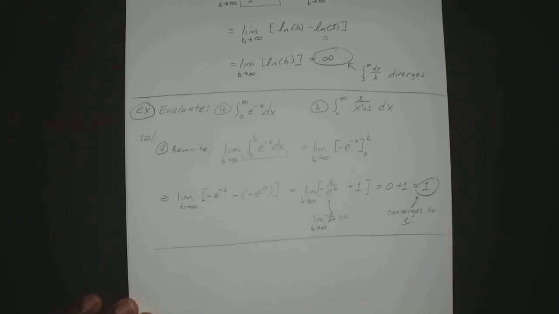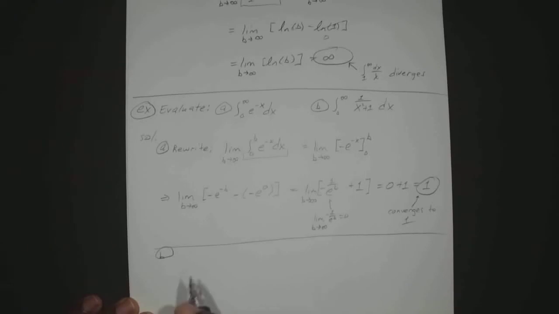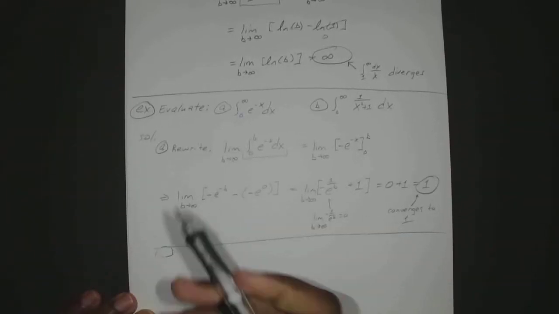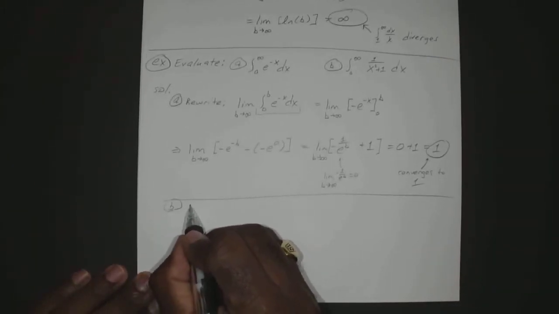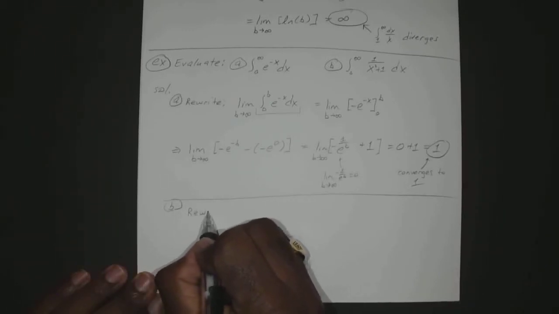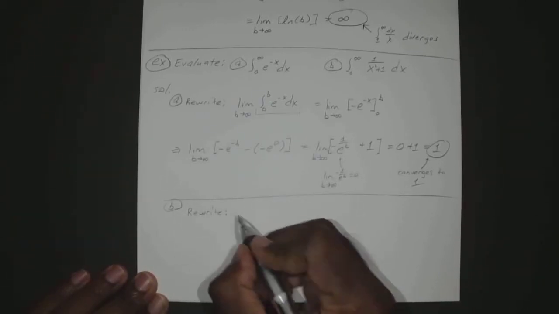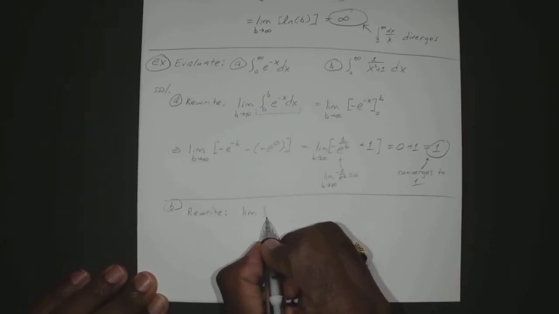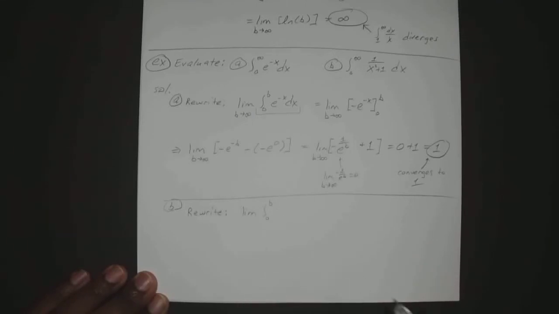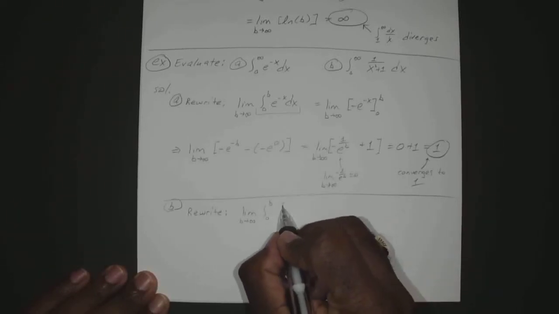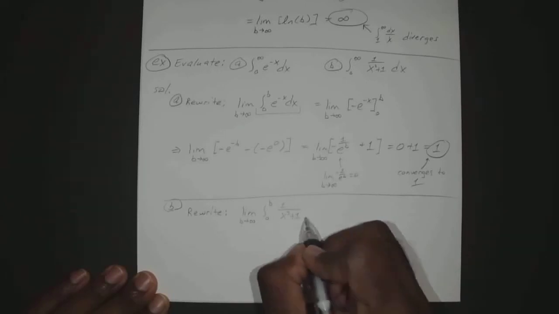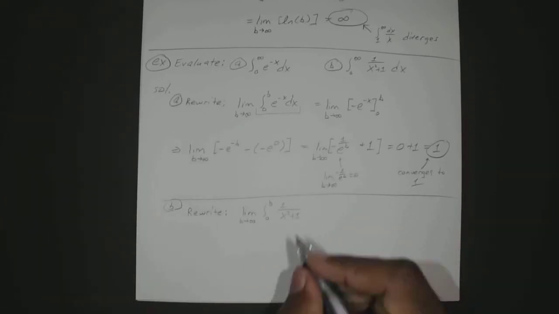Right. And for B, you really do the same thing. Just clean that up a little bit. Okay. So first thing you want to do is rewrite it. Okay, we have the limit. And we can go from 0 to a, 0 to b. I normally just out of habit put a and b here, that's just me. If you want to switch it up, you're more than free. Okay, so as b approaches infinity of 1 over x squared plus 1 dx.